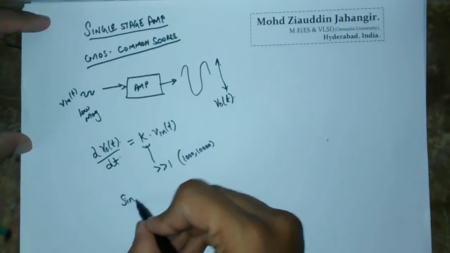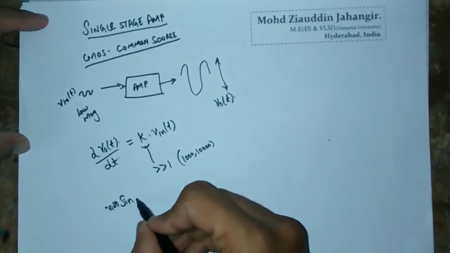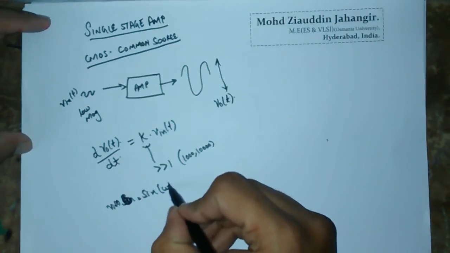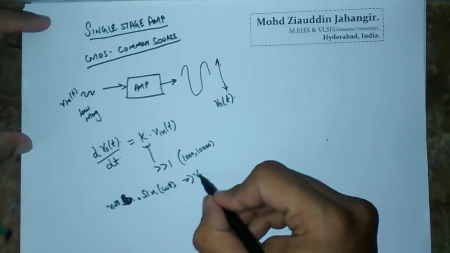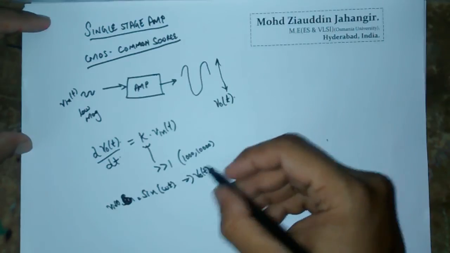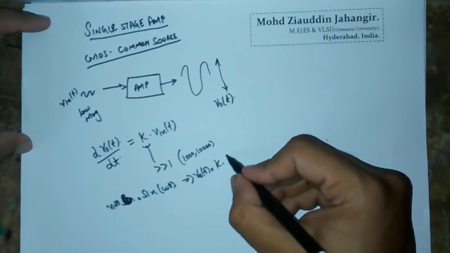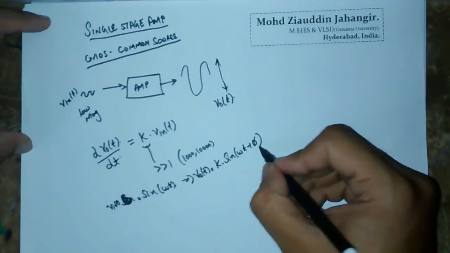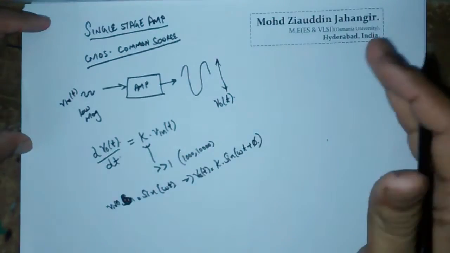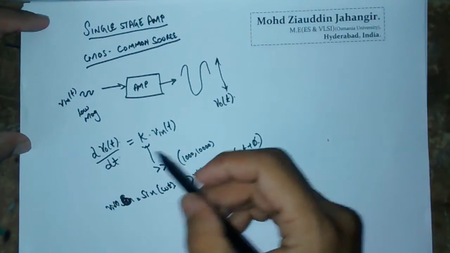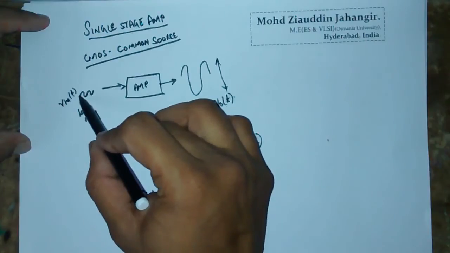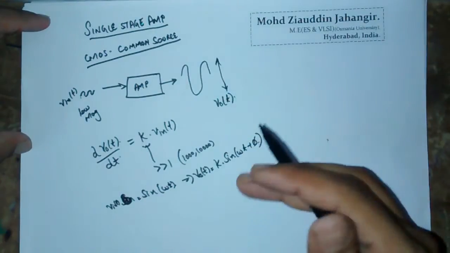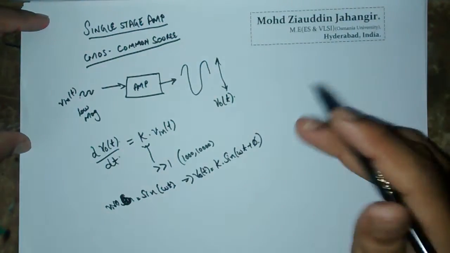Suppose I choose my Vin of t as a sine signal, sine omega t. My output will be k into sine of omega t plus phi. What is this phi? This phi is a phase shift. We are not bothered about it; we don't need the signal to start at the same point. Obviously this is a circuit, and every circuit will have a certain delay. That delay is going to produce a phase shift.